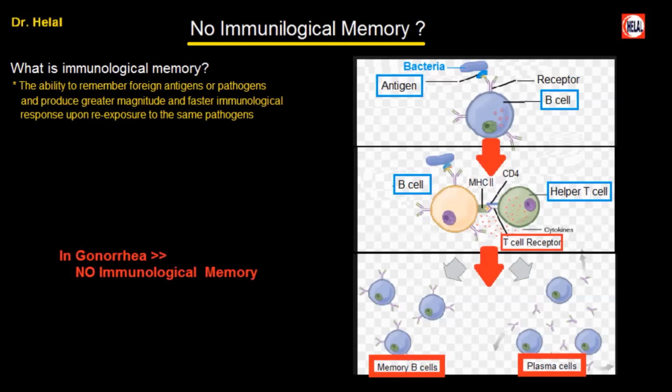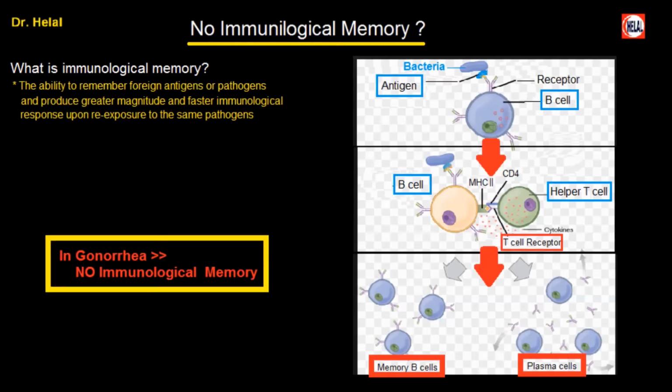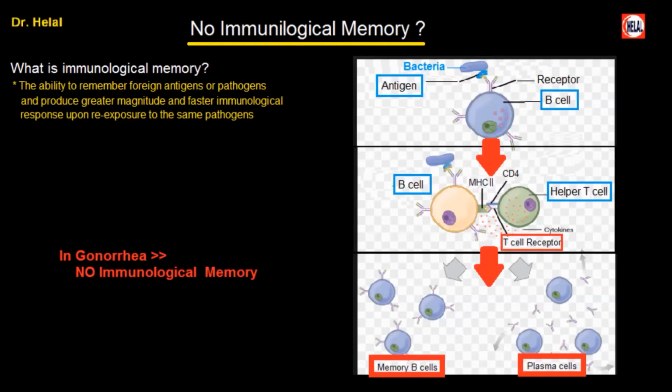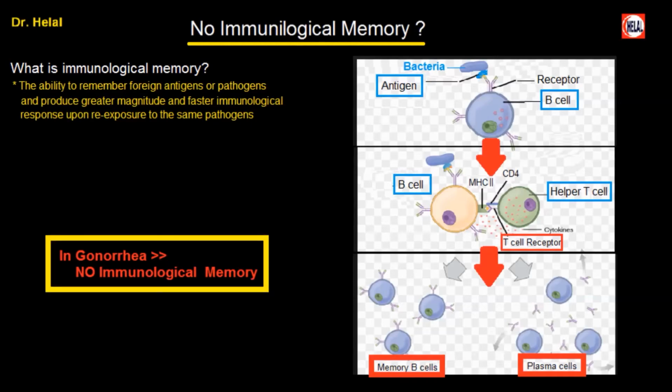If the body is exposed again to the same antigen, the response will be many times greater in magnitude and faster to the pathogen, resulting in an immune response that eliminates the pathogen. Even the person will not feel that he was infected. In case of gonorrhea, there is no such immunological memory. Why in gonorrhea is there no immunological memory?